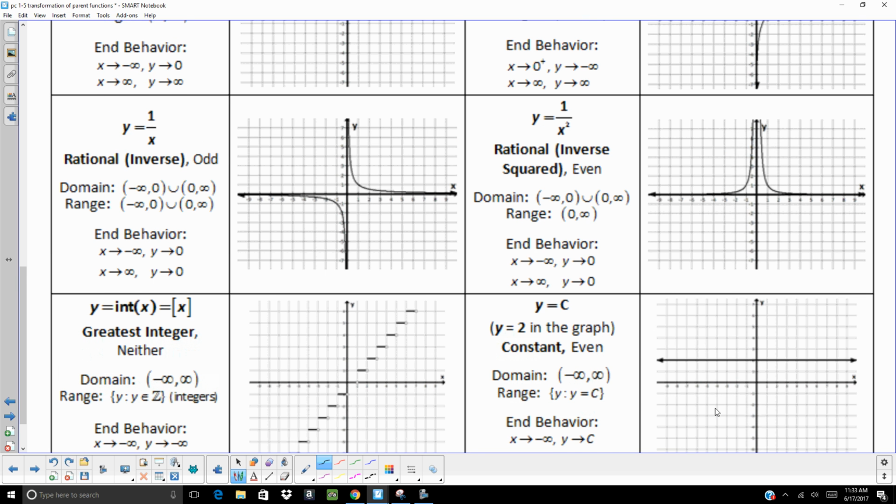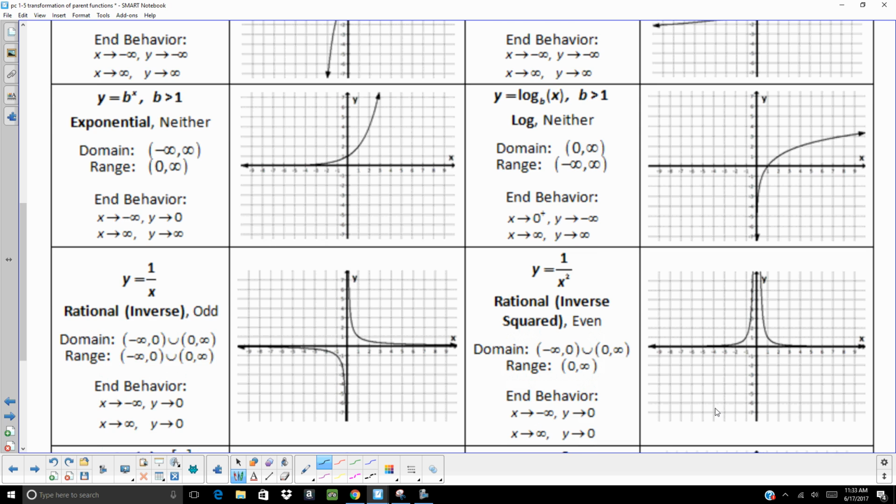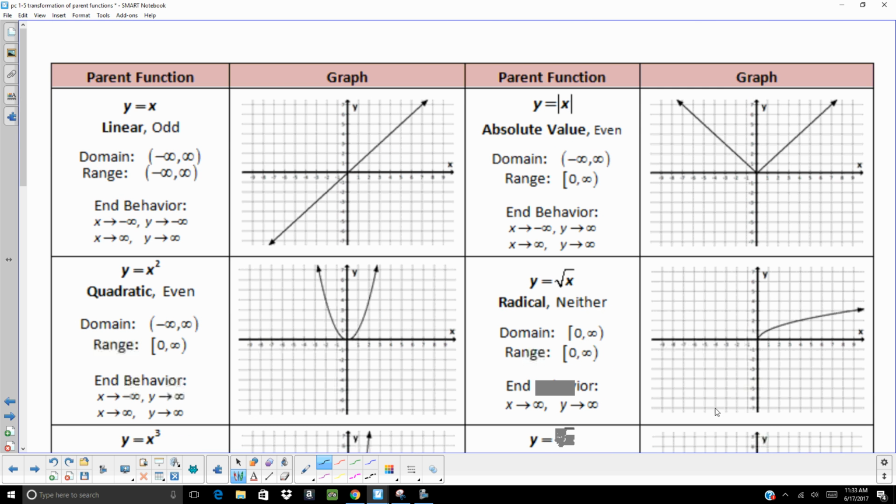You might need to hit pause and go back over some of these again. I'll scroll down again, and you can hit pause as it goes.